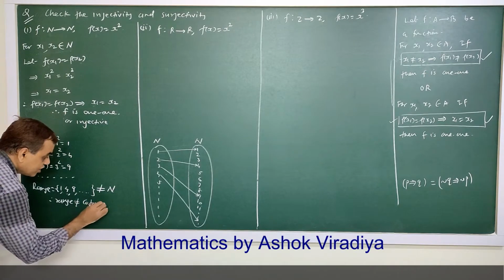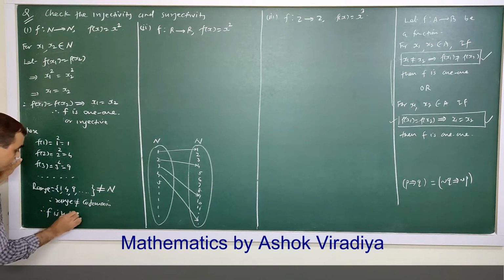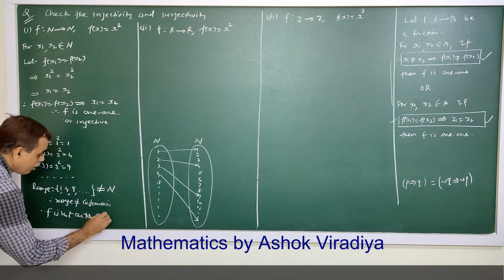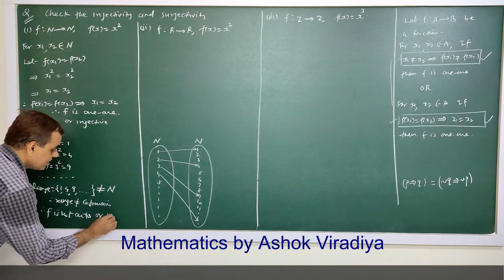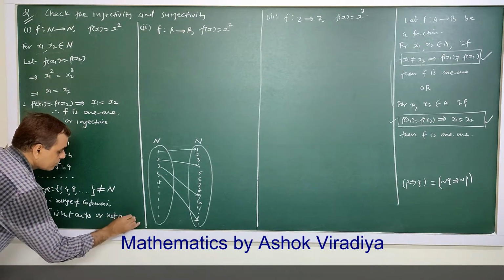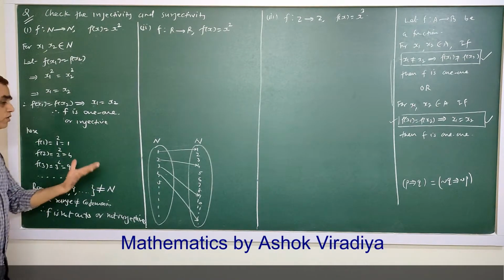And when range is not equal to codomain, then function is not onto function, or it is not surjective. Function is not onto function because range is not equal to codomain.